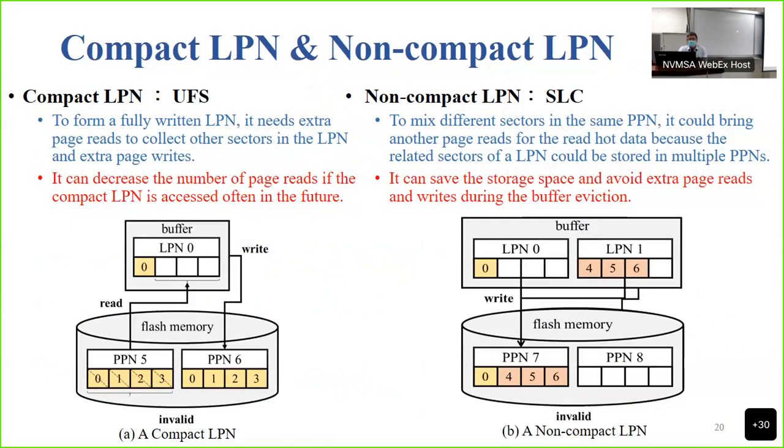In fact, compact LPN is based on UFS. You can say UFS always uses compact LPN to write the data from the buffer, and SLC uses non-compact LPN to write the data from the buffer. So what is compact LPN? I just mentioned it. When you want to write LPN0, a partially used LPN, to flash memory, you have to collect the other related sectors and then write them to another free page. So we call it compact LPN, meaning you have to collect other sectors.